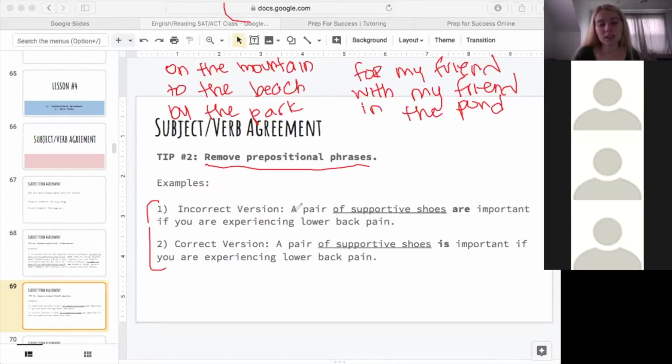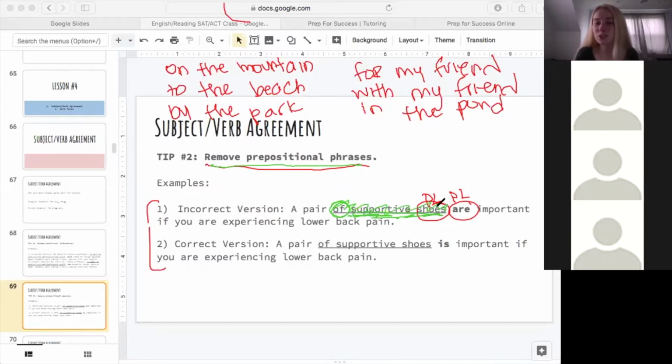So in this case, if we say a pair of supportive shoes are important if you're experiencing lower back pain. So right here, it seems like we have the shoes and are, which are both plural. So it seems like it's correct. However, remember that first rule is remove prepositional phrases. So of is a preposition. The words that follow are of supportive shoes. So that is my prepositional phrase. That is what I'm going to cross out from the sentence.